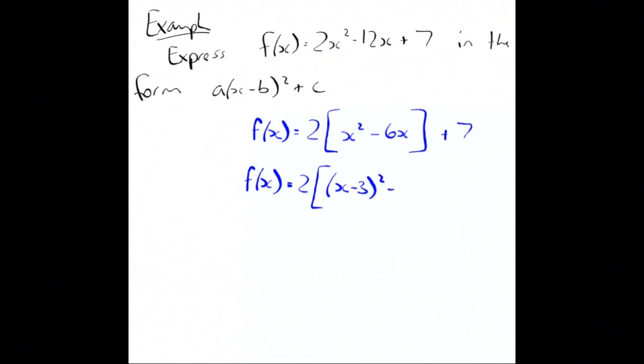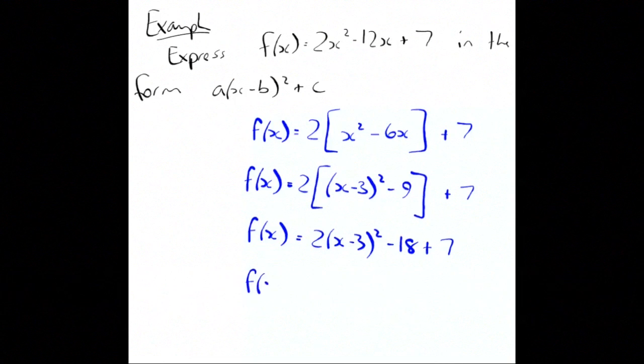So x squared minus 6x turns into x minus 3 in the brackets squared. I then have to take away minus 3 squared, remembering that that's going to be plus 9. I take away 9. Expanding this out, we get 2 times x minus 3 all squared minus 18 plus 7, which is 2 times x minus 3 squared minus 11.